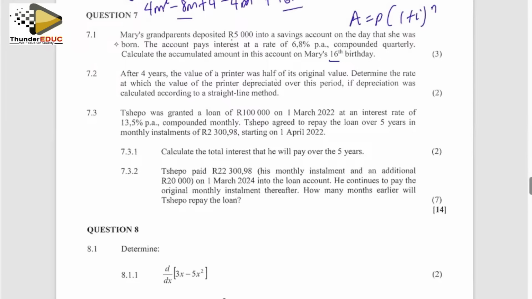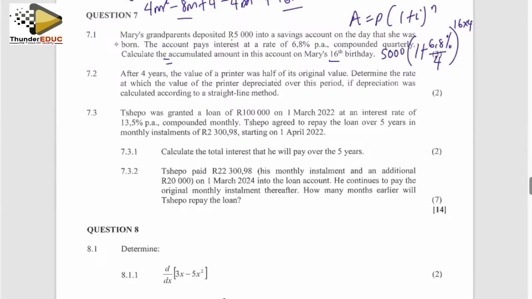Okay, let's do the substitution. So we have 5,000, since this is a lump sum, plus 6.8%. I'm dividing it by 4 to the exponent of 16 times 4. Okay, so all I have to do is just punch this into the calculator. So I'm using 6.8%, so I'll use the percentage symbol.